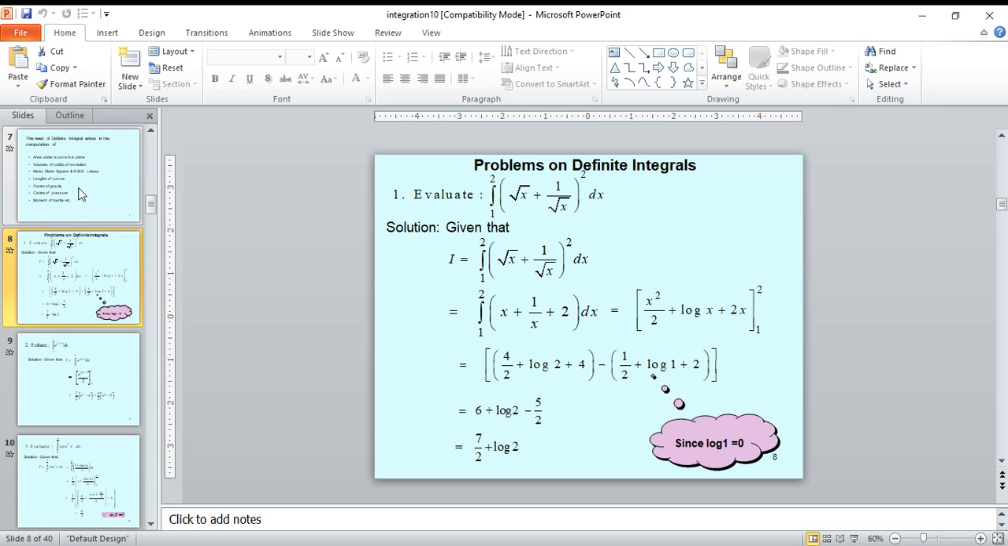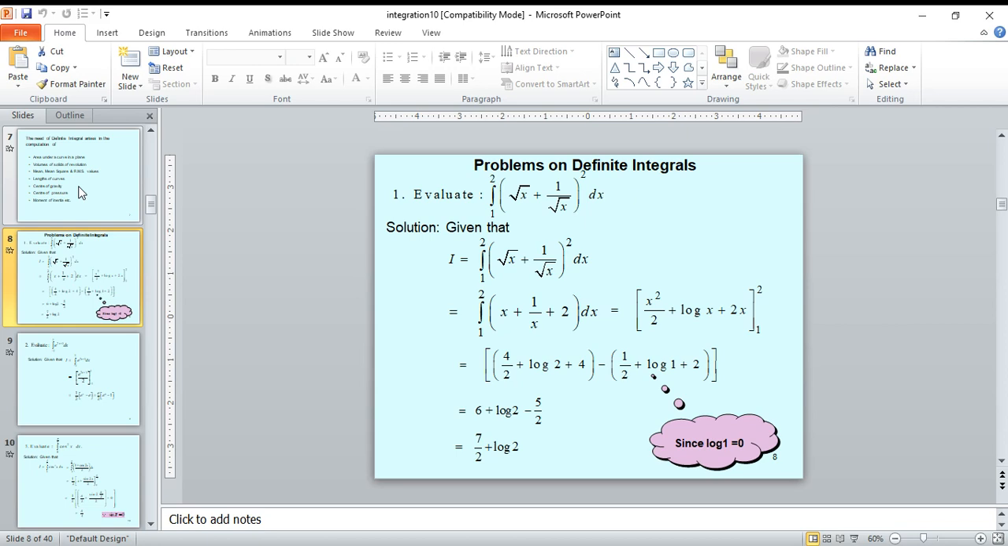6 plus log 2. And next, minus the lower interval, upper interval minus lower interval. Here the lower interval value is 1. Apply 1 in place of x. That is 1 square by 2, which is 1 by 2, plus log 1, plus 2 into 1. So 4 by 2 is 2, 2 plus 4 is 6, plus log 2, minus 1 by 2 plus 2. I am adding just the constants: 1 by 2 plus 2 is 5 by 2. Log 1 is 0. So minus 5 by 2.